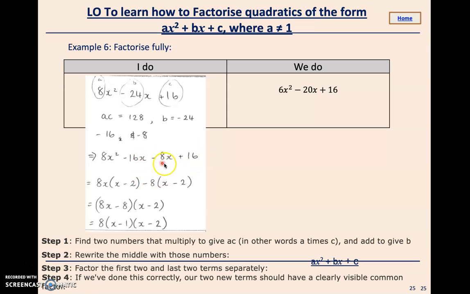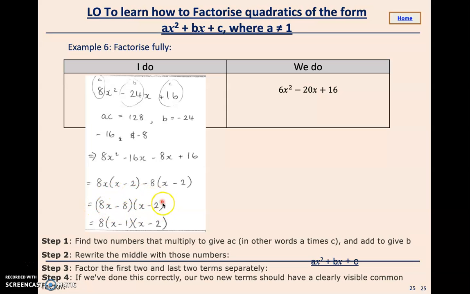Over here, what can we factor? So we can take out negative 8. It leaves us with x here. Take out negative 8 from here, we end up with negative 2. So now our two brackets are exactly the same, x minus 2 and x minus 2. So if we take out a factor of x minus 2, as we've done here, then we're left with 8x and we're left with minus 8.